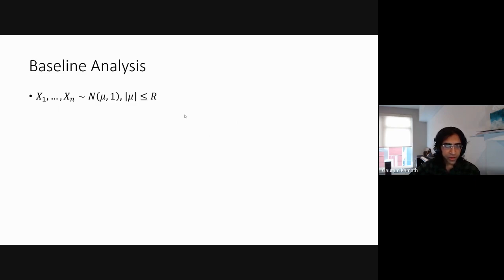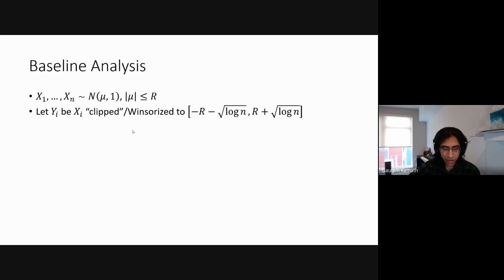So again, there's our setting. We're given a data set where we know that the mean is less than or equal to r. That's kind of the prior knowledge. And what you do is you clip or Winsorize your data. This should be a very familiar process to anyone who's done differential privacy before. Essentially, you say, OK, our data can only be so large. And in particular, how big do we take it? Well, how do we choose our clipping bound here? Well, what we do is we say, we know our mean is within plus or minus r.